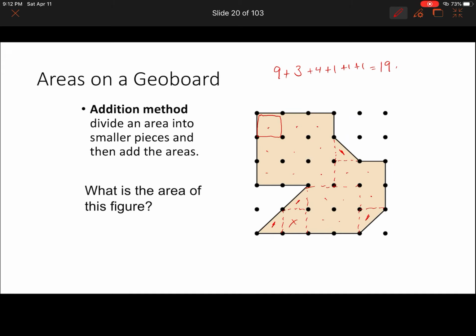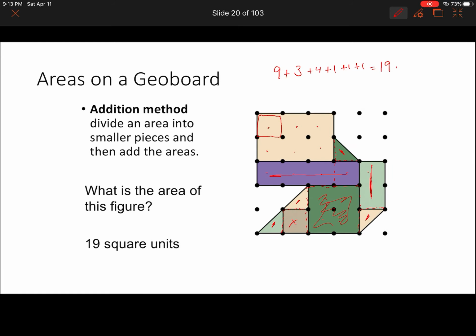Okay? And so you can separate this figure in a number of ways. So here's one way that our book illustrates it. So that you have this top rectangle shape, and then you have the purple one that is a longer rectangle. Same square here at the bottom, this green one. And then again, you have this piece, the piece that I've put an X in. And then you still have all these little half units. And so, again, you can add all those up. And when you do, again, you should see that it's 19 square units.